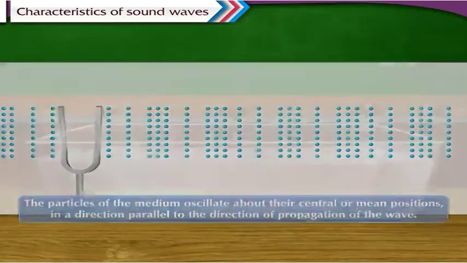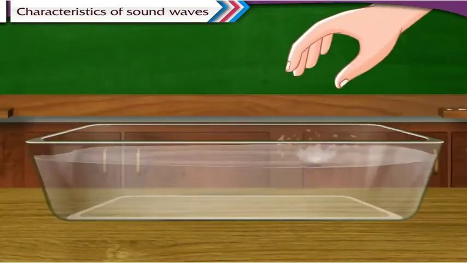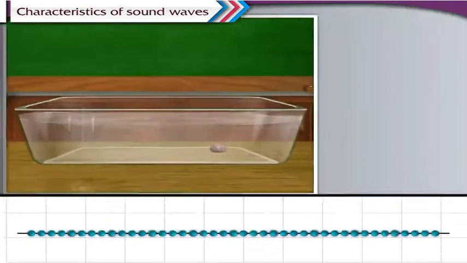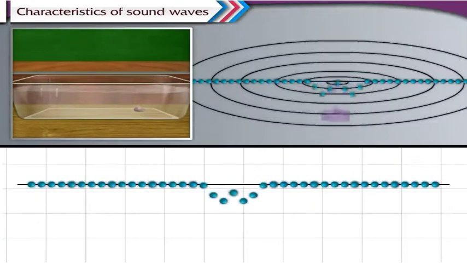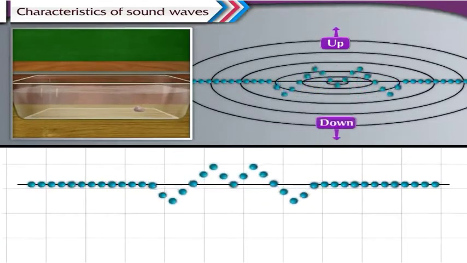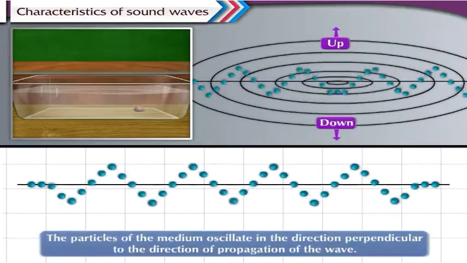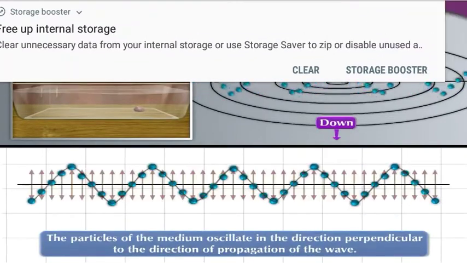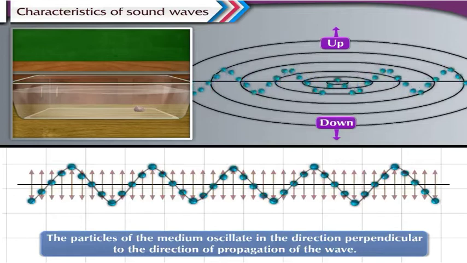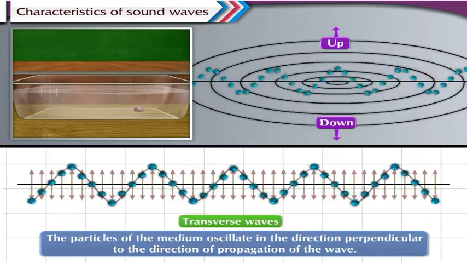On the other hand, in the waves created by dropping a stone in still water, the particles of water oscillate up and down. These oscillations are perpendicular to the direction of propagation of the wave. Such waves are called transverse waves.